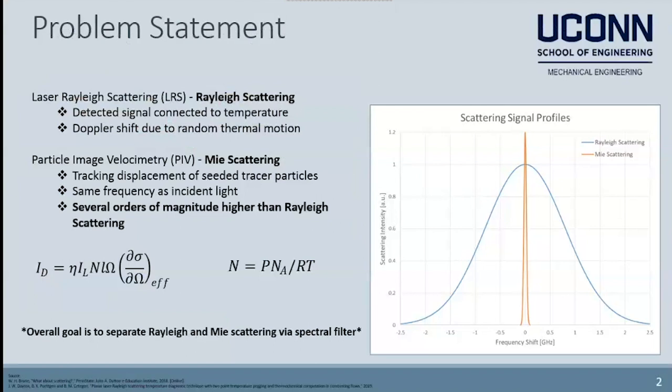PIV maps the two-dimensional velocity field in a flow by seeding with small tracer particles, illuminating them with a laser, and tracking their displacement over time. The scattering due to these tracer particles is called Mie scattering.